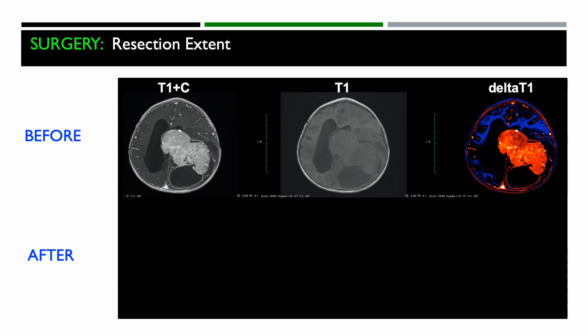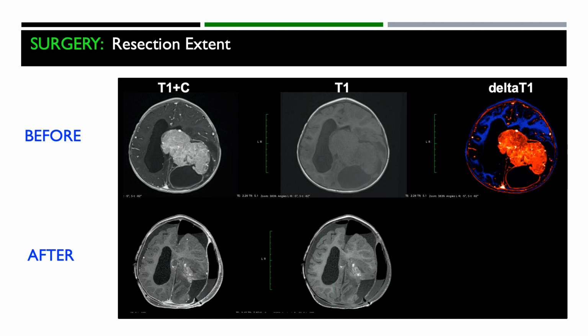So the post-contrast T1 plus C image clearly shows the tumor. The pre-contrast image also shows the mass effect, and the delta T1 clearly delineates the tumor. Post-surgically, though, it's very difficult to discern the post-contrast from the pre-contrast image since there's so much bright signal in the pre-contrast image due to remaining blood products because of surgery. So you don't really know how much of the tumor has been removed or how much is remaining.